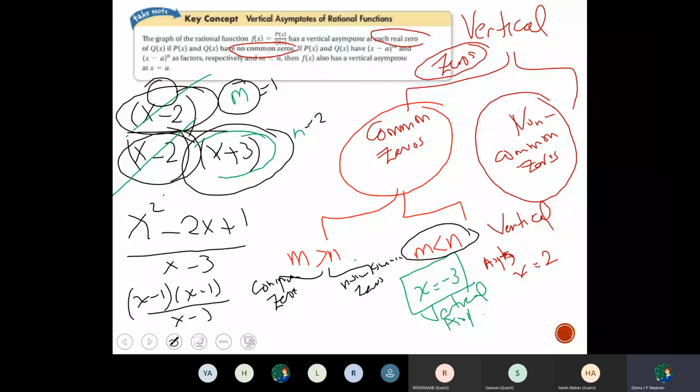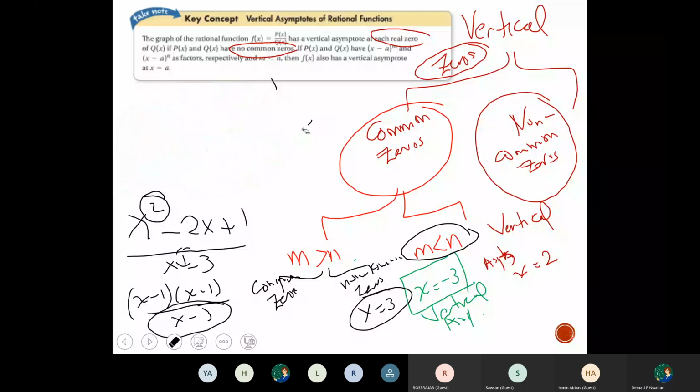The second step, I will ask myself, do we have common zeros? No common zeros, so I will use x equal 3. But if there are common zeros, like make this one, it will be like x minus 1 times x minus 1, x minus 3 over x minus 3.